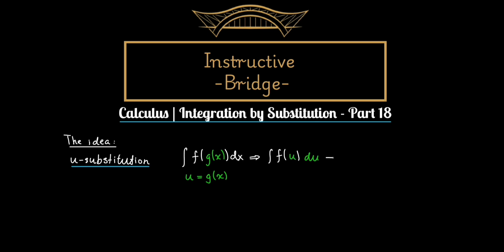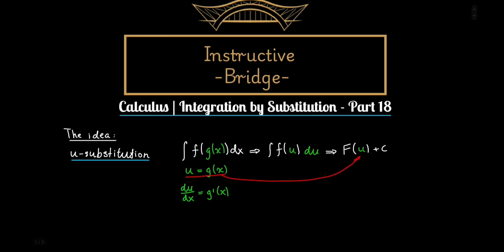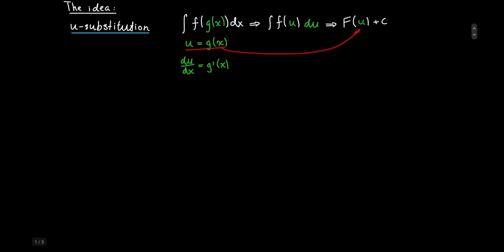And then after we find the antiderivative function, we'll get the big F of u plus c. And then we take the substitution we made and plug it back in. It seems simple enough. However, there is another step in the middle where we do have to calculate the derivative of u in order to get a more accurate answer. Why that is necessary, I would like to show you with an example.